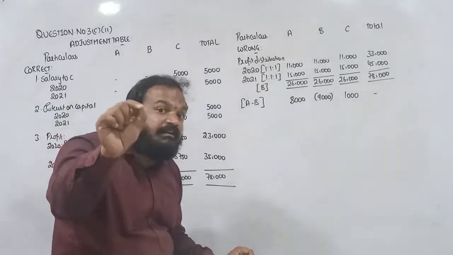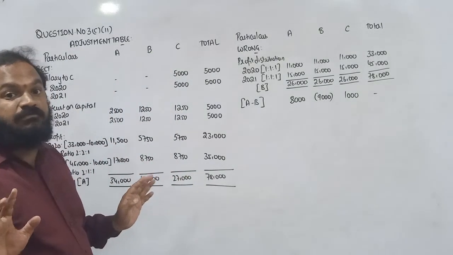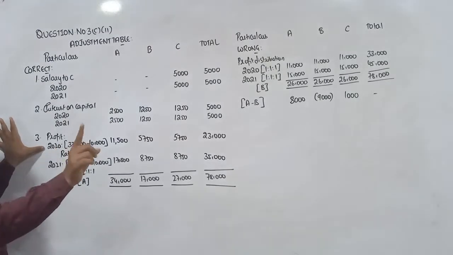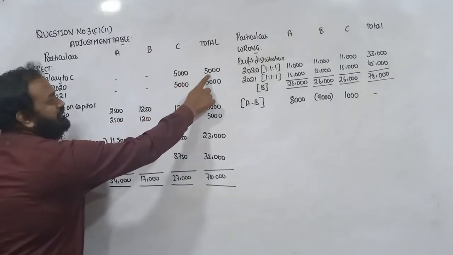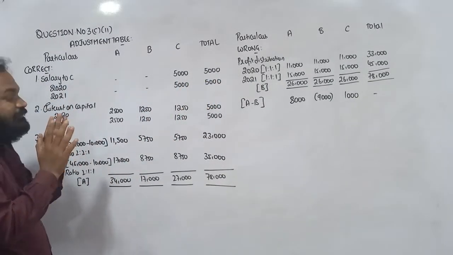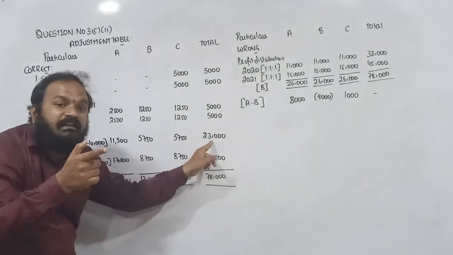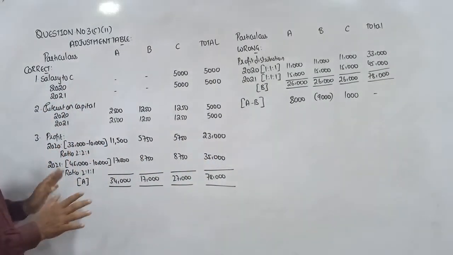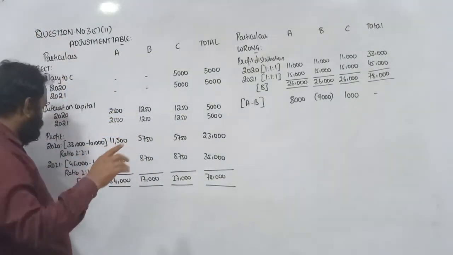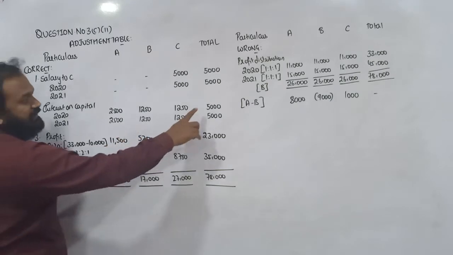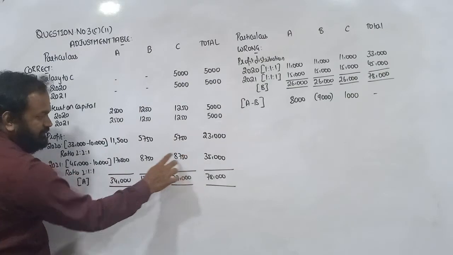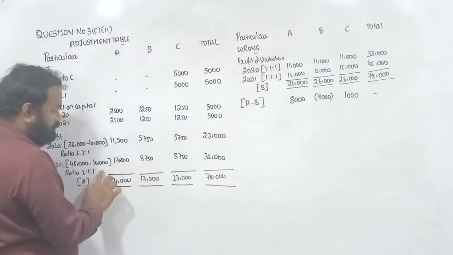ఈ salary, interest on capital అయిపోయిన తర్వాత ప్రాఫిట్ ఎలా డిస్ట్రిబ్యూట్ చేసుకోవాలి? 2:1:1. See, in 2020 the profit is 33,000. After salary of 5,000, after interest of 5,000, what is the balance? 23,000 is to be distributed in the ratio of 2:1:1: 11,500, 5,750, 5,750. In 2021, what is the profit? 45,000 minus 5,000, 5,000, 10,000, right? And this 35,000 is to be distributed in the ratio of 2:1:1.